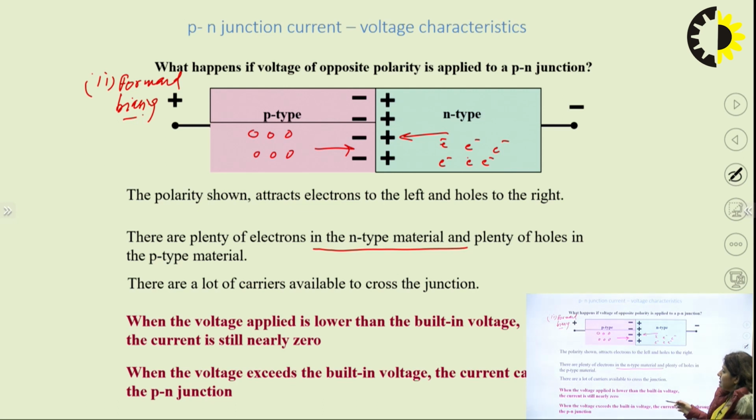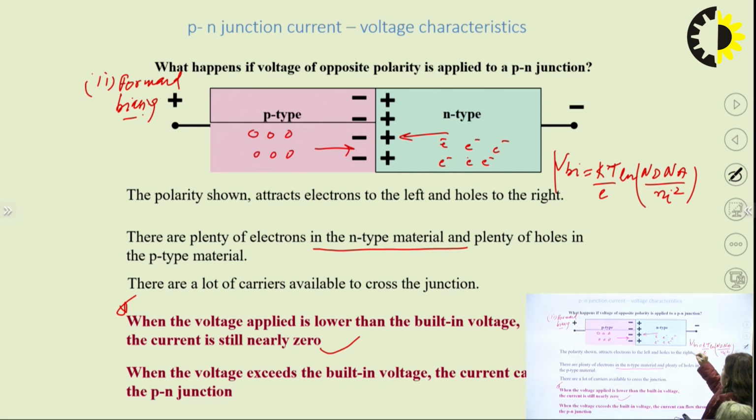So when the applied voltage is lower than the built-in voltage, the current is still nearly zero. This point is very important. As I have discussed, there will be some built-in voltage or contact potential which is required to get the electrons moving from n type to p type or from p type to n type. This V_BI, we will discuss it later on, is equivalent to kT by q ln(N_D N_A upon n_i squared).